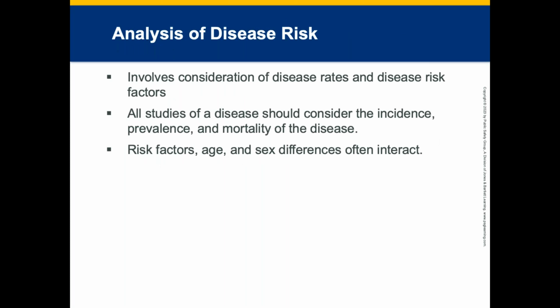So the analysis of a disease risk involves the consideration of disease rates and disease risk factors. Some causal factors: risks are factors that directly cause a disease to develop. There are non-causal factors, which are risk factors that are associated with a disease, but not a direct cause. And with this, all studies of diseases should consider the incidence, prevalence, and mortality of that disease. Remember the risk factors of age and sex differences often interact as well.